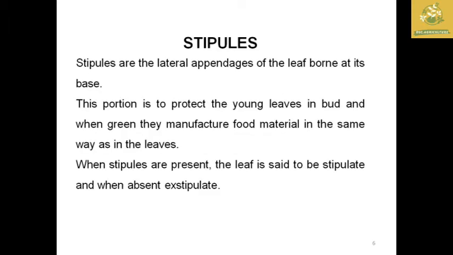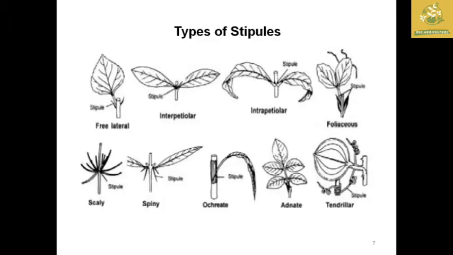And stipules are the lateral appendages of the petiole, found at the leaf base with the leaf stem. They protect the young leaves in bud, and once the leaf manufactures food, the food material is stored; the seed leaves are also present in the stipules. The leaf is said to be stipulate when they are present, and when absent, it is known as exstipulate. So this is what I have classified here.